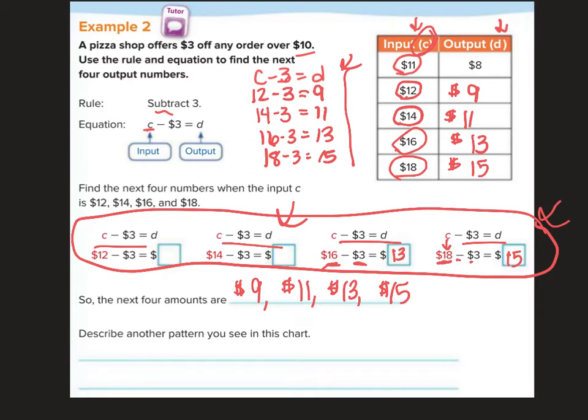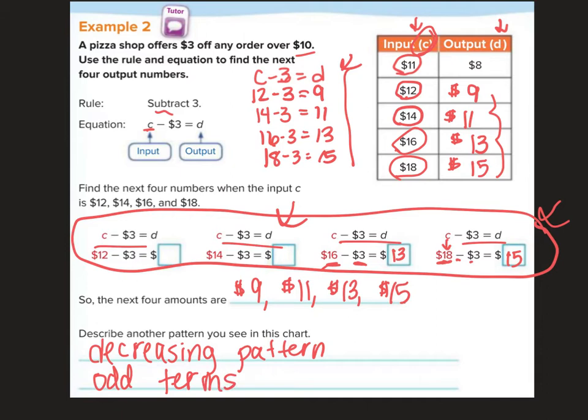What would be another pattern I see in this chart? I'm noticing all of the new values, the new terms we put in there, they're all odds. Okay, and also they are decreasing. So our pattern is decreasing. Decreasing pattern. And that's not really a sentence, so I don't need to put that. And odd terms. The ones place. The ones place has odd terms.